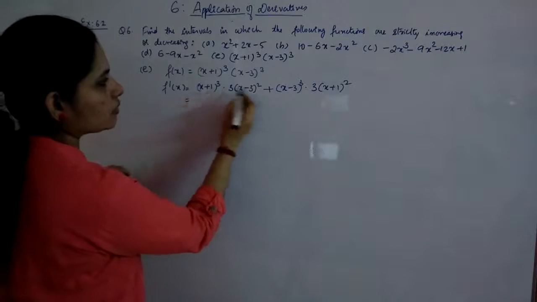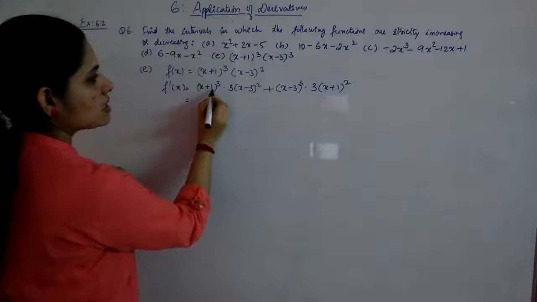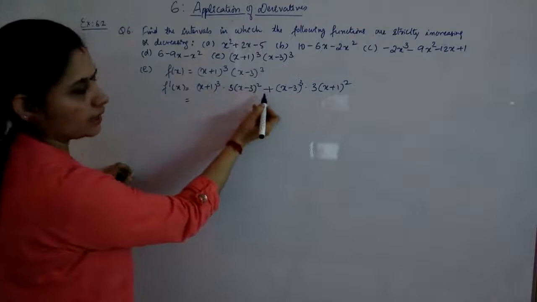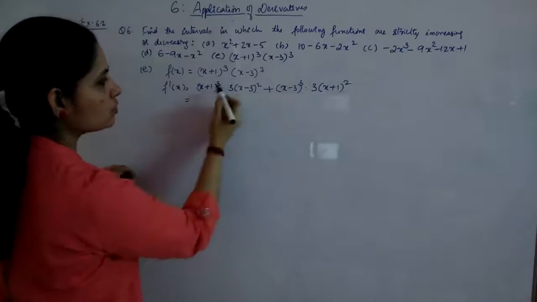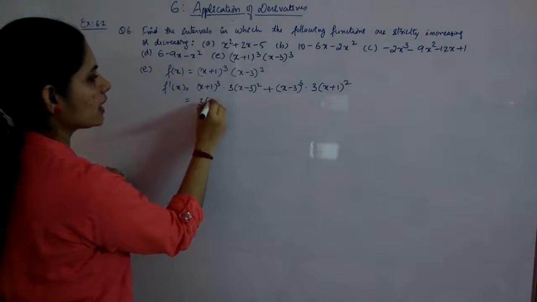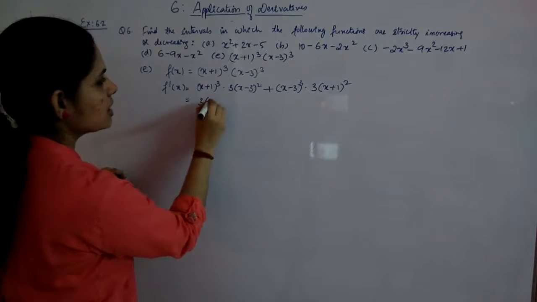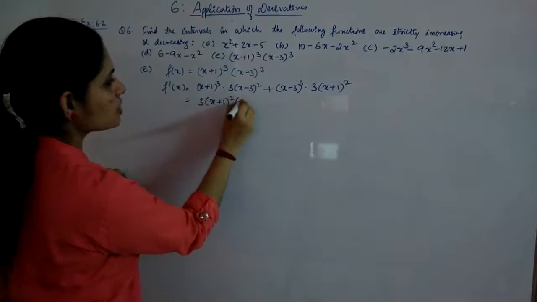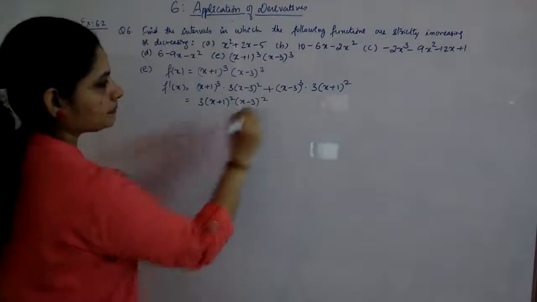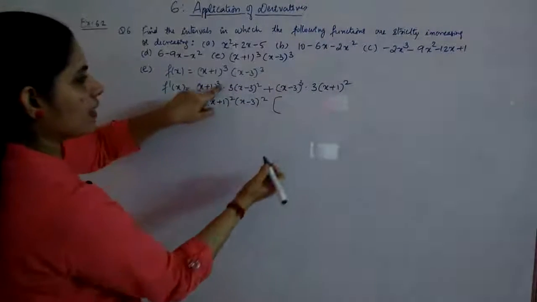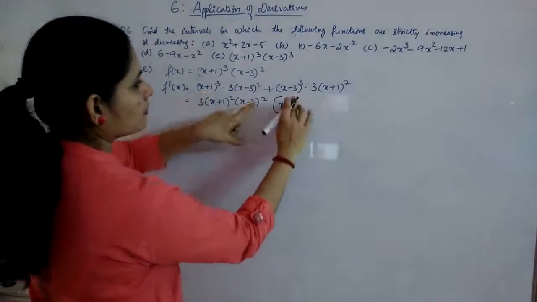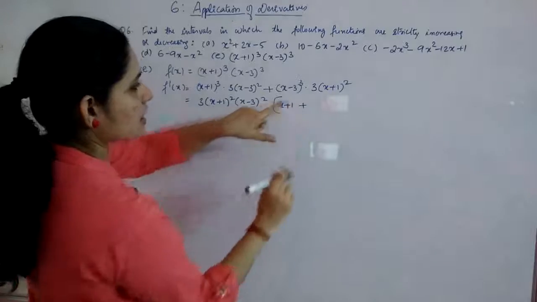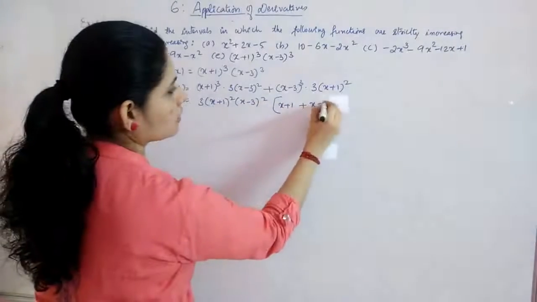Now what is common in both the things? 3 is common, and for the powers, you can take the minimum of both. Here you have 2, here you have 3. So 2 can be taken out. The common thing which we can take out from both the terms is 3(x+1)^2 (x-3)^2. Remaining here, you will have 1 power of (x+1), and in between a plus sign, here you have (x-3).